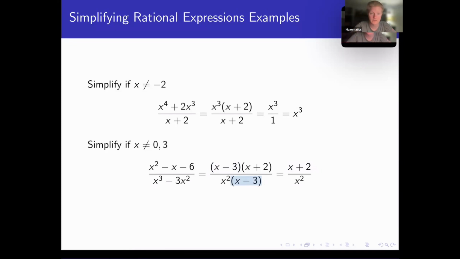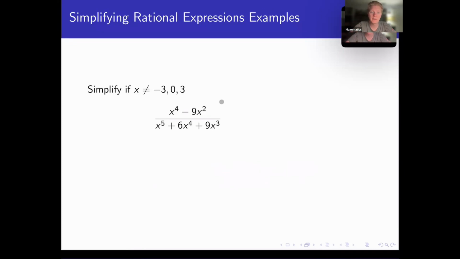not added or subtracted. Okay, x to the fourth minus 9x squared over x to the fifth plus 6x to the fourth plus 9x cubed. Great practice from P4, but in the numerator, we can factor out an x squared. In the denominator, all of them have an x cubed, so let's factor out x squared and x cubed. Well, x squared minus 9 is a difference of squares. x squared minus 9 would be x plus 3, x minus 3, right? A squared minus b squared is a plus b, a minus b.